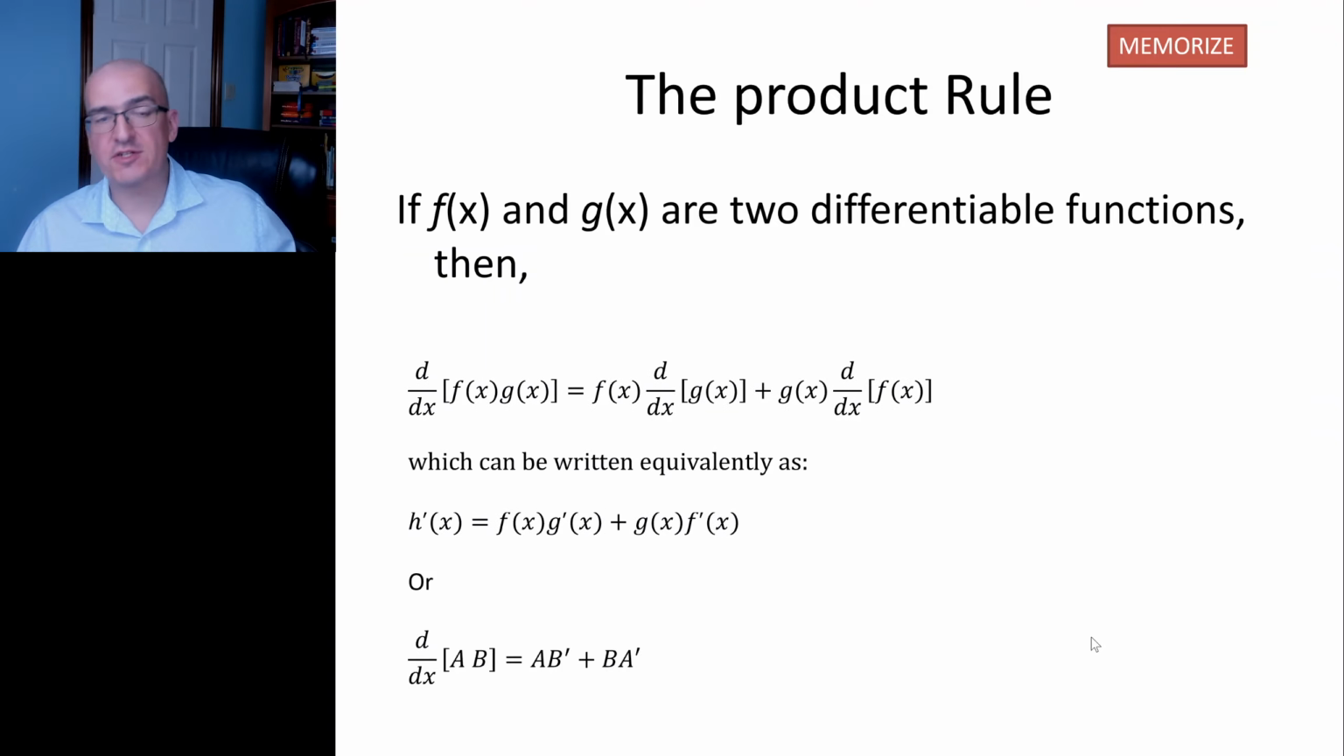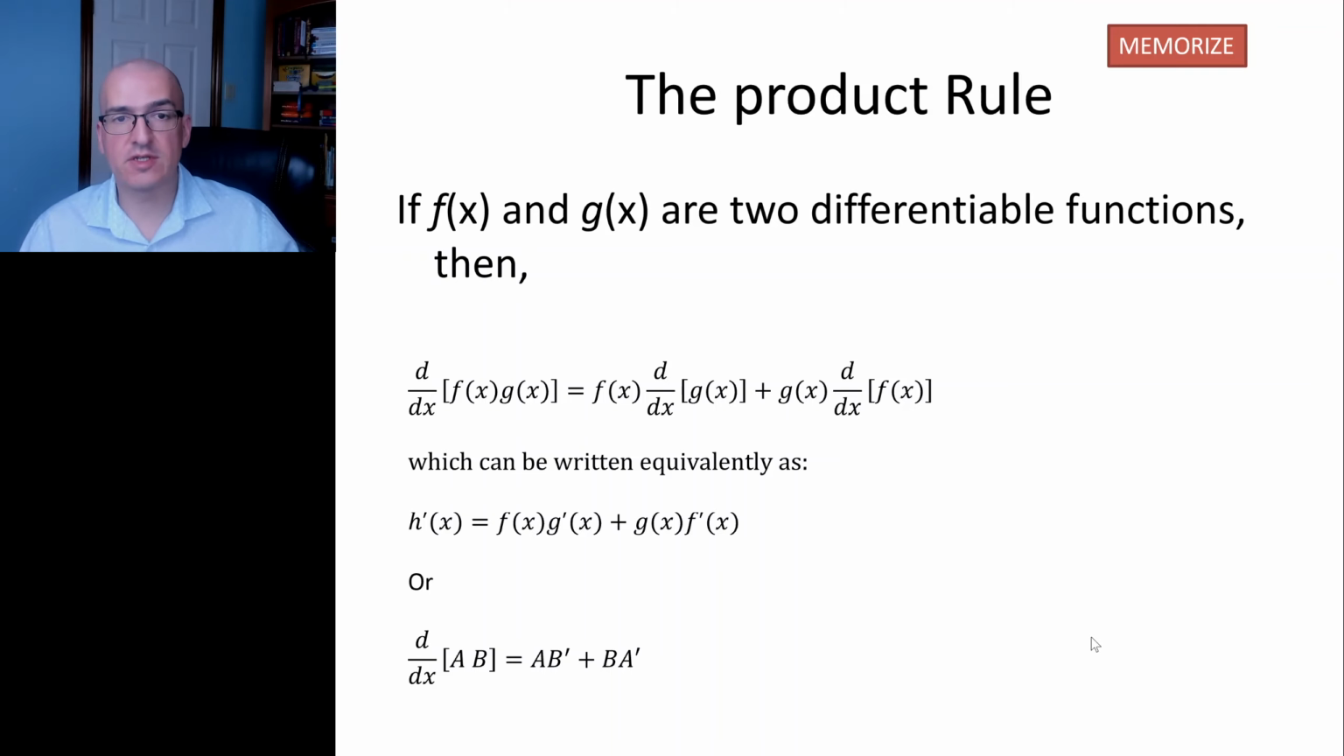There's different notations for derivatives, thus there's different notations for the product rule. If h of x is defined as f of x times g of x, then we could say that h prime is f of x times g prime of x plus g of x times f prime of x.